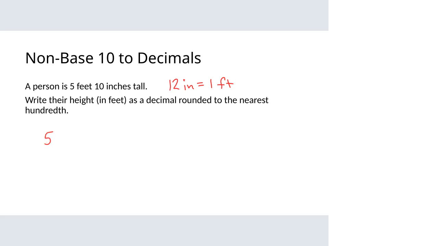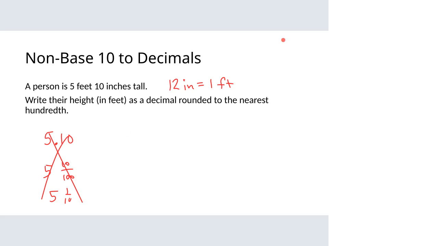Now, keep in mind, we don't want to go straight to 5.10 because that would be 5 and 10/100 of a foot, or 5 feet and 1/10 of a foot, which is not what we've got here. We don't have 1/10 of a foot. Instead, they're 10 inches tall. They're almost 6 feet tall, not 5 feet and 1/10. That's barely over 5 feet. This person's almost 6 feet, so this way is no good.